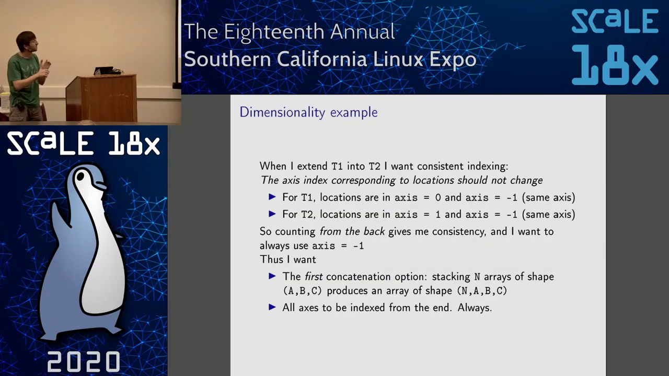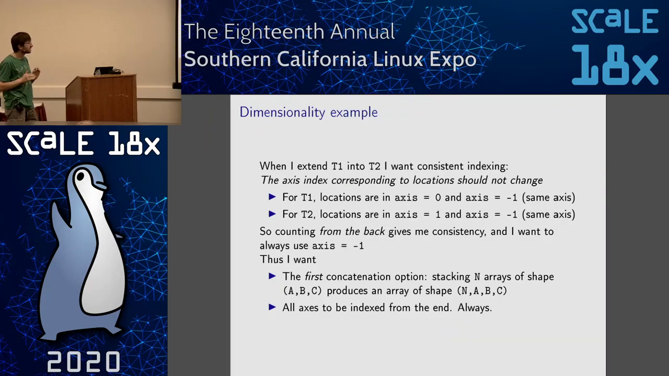Okay, so another thing I want is the axis that refers to some property, like the locations, should be the same axis in both cases. In T1, the locations are the first axis and the last axis, so 0 and -1. For T2, the locations are in axis 1 and axis -1. Which means that if you want a consistent representation, if you count the axis from the back, then you can actually be consistent. In both cases, you can say axis -1 is locations, and it'll work either way.